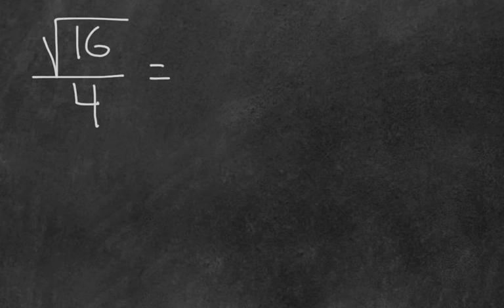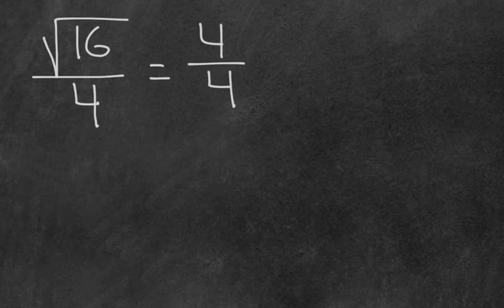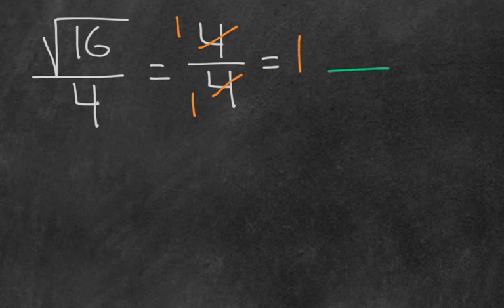Now we have this number, square root of 16 over 4. Square root of 16 is 4, so 4 over 4. We can divide both by 4. It will be 1 over 1, which means 1. So we can write 1, or 1 over 1 when the denominator is 1.